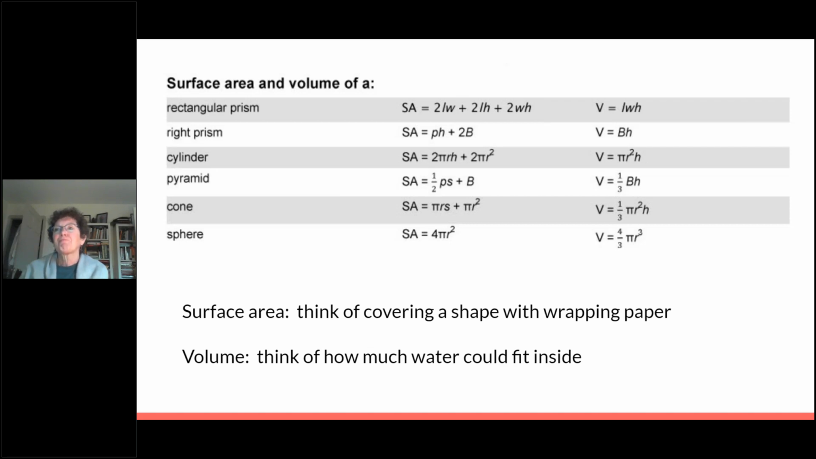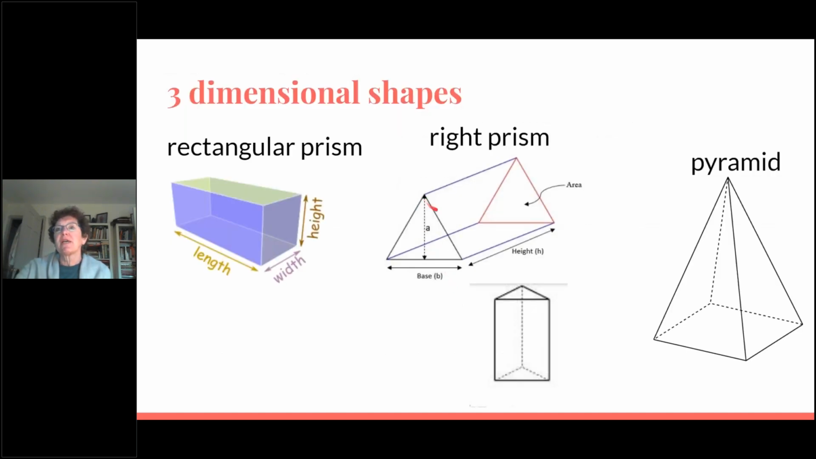Yep. So is the uppercase B only for the prisms, or is it for all the 3-dimensional shapes? Yes. Okay. Because it stands for the base of the prism. So it's this whole thing. So the area of the base.